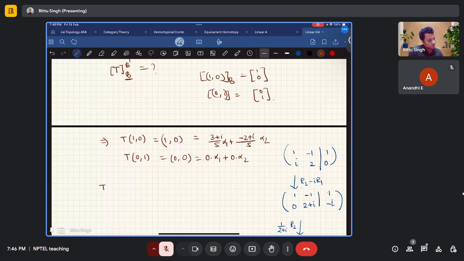So you can see T applied on 1 0 is there. So this T with respect to this B dash, that is on the range we are writing with respect to B dash, and on the domain we are writing with respect to B. So it can be written as 3. So those rows will be in the first column, 3 plus i by 5, minus 2 plus i by 5. Similarly, those two things will be in the second column, 0. So this should be the correct matrix representation if I have not done any mistake.